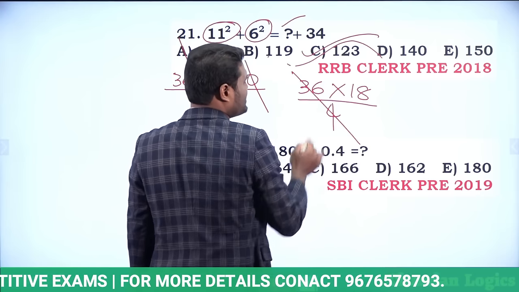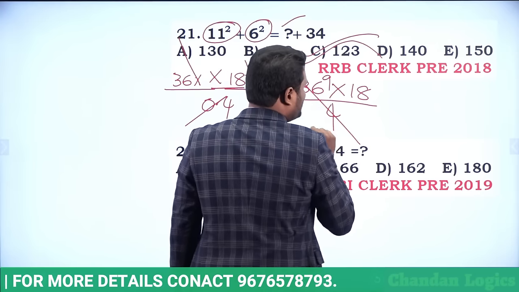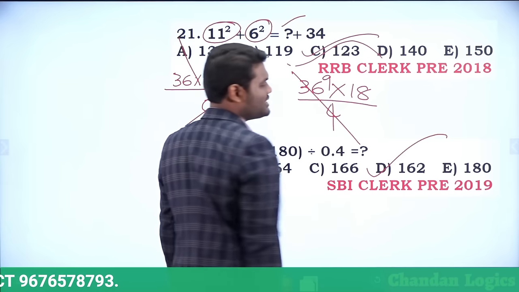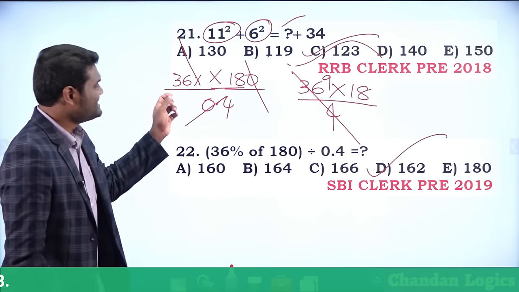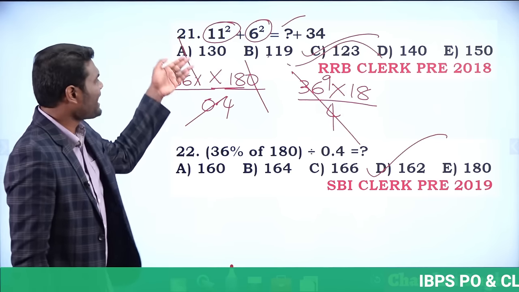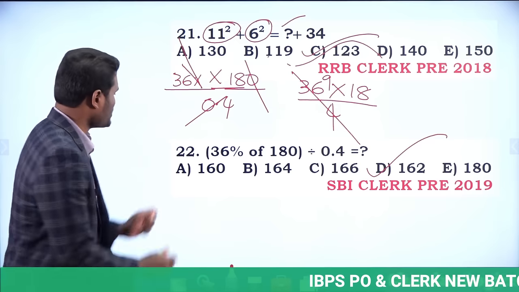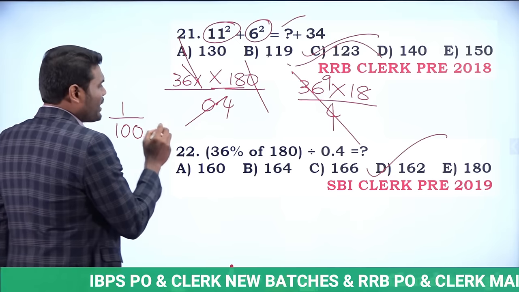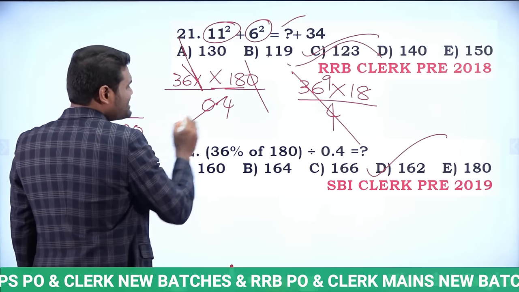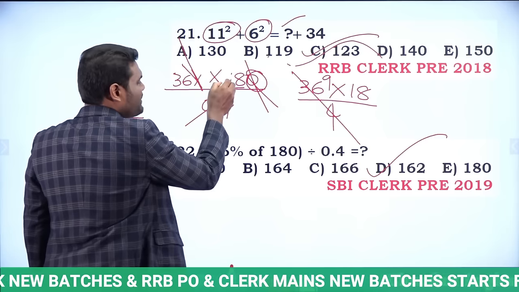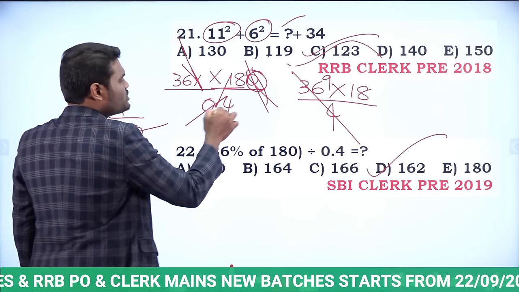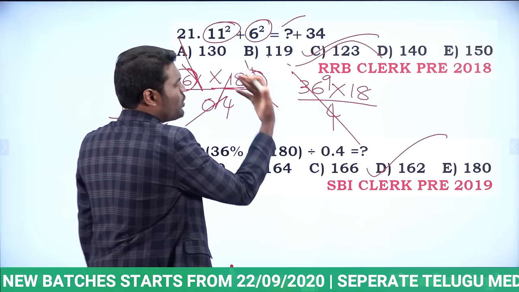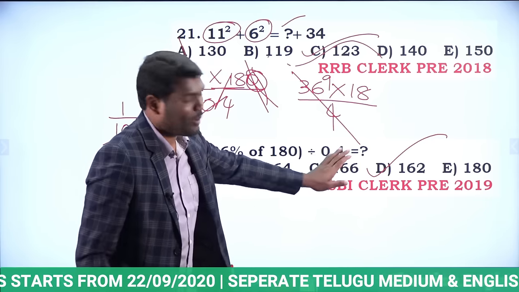Now 36 cancels in 4 how many times? 9 times. 9 into 18, which is nothing but 90 plus 72, which is nothing but 162. So the answer is 162. Very simple question. Just try to make the calculation simple. What I have done is, I have cancelled this percentage. Why? Because percentage is nothing but divided by 100. Okay. Now what I have done is, percentage cancelled with this zero and this decimal point. Now what happened? Two zeros and two zeros get cancelled. Now you're left with 36 into 18 divided by 4. When you simplify this, you'll come to know that the answer is 162.